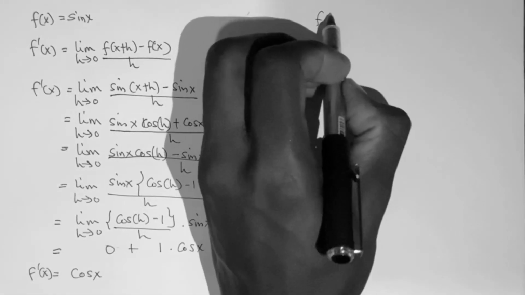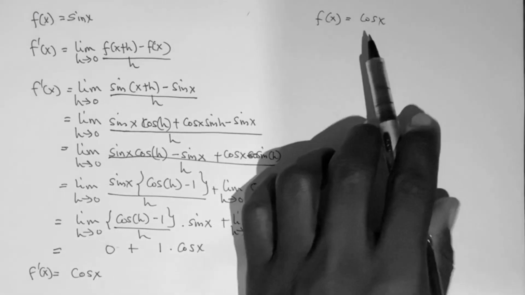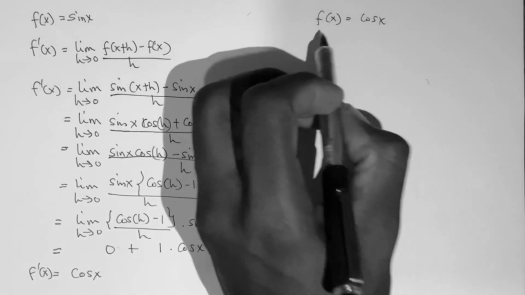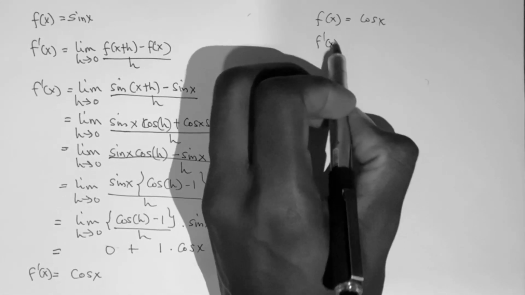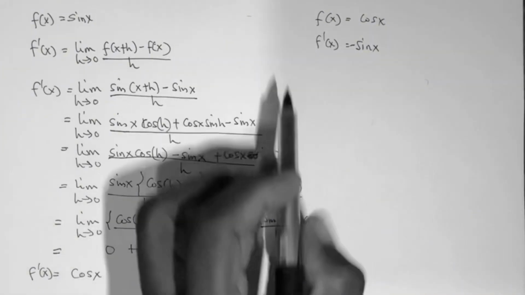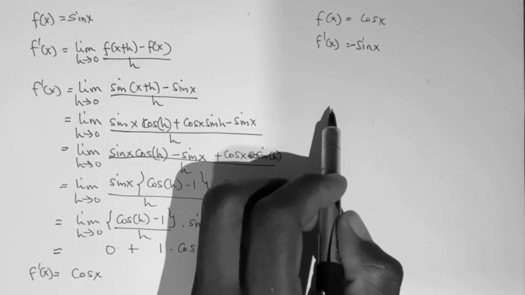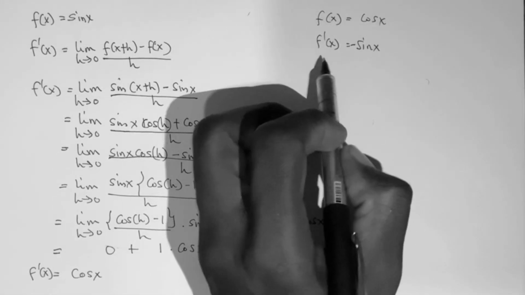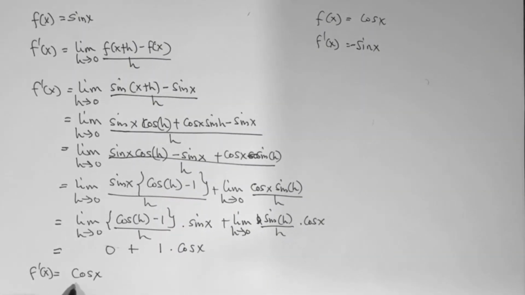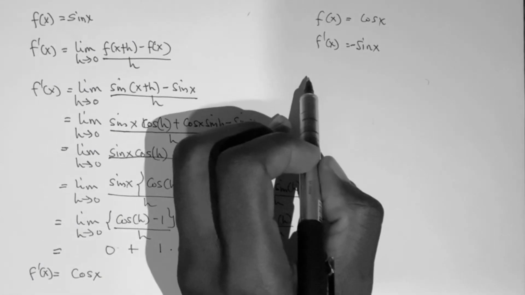Now if f of x was equal to cos x and we use the same first principles, then you find out that f prime of x is equal to minus sine x. You can try using the same first principles. This is the answer you will get. So it means that if you differentiate sine x, you will get cos x. And if you differentiate cos x, you will get minus sine x.